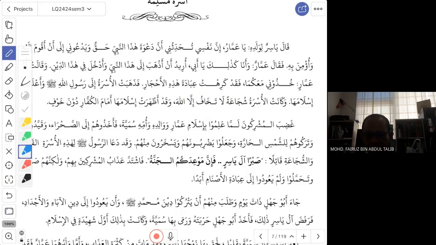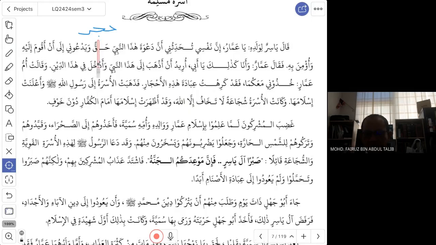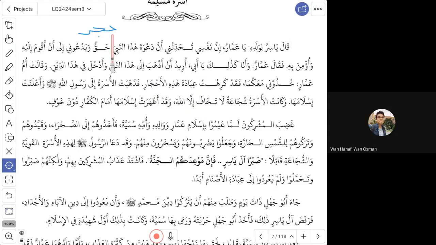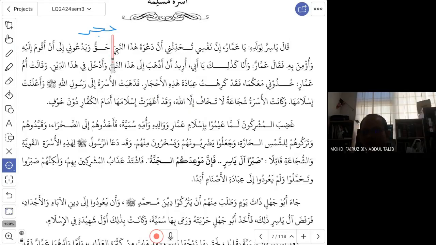Anybody remember what is hajar? This is jama for the word ahjar. Ahjar is jama, hajar is singular, sorry. Hajar is singular, ahjar is jama. Anybody knows the meaning of hajar? Hajar aswad. Anyone? Batu, stone. Okay. Yes, hajar is stone.